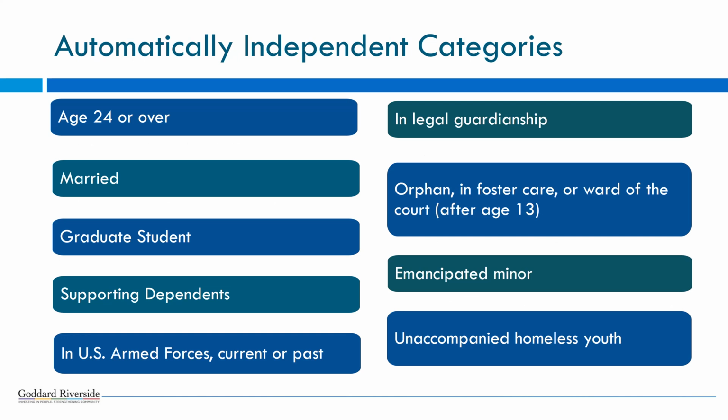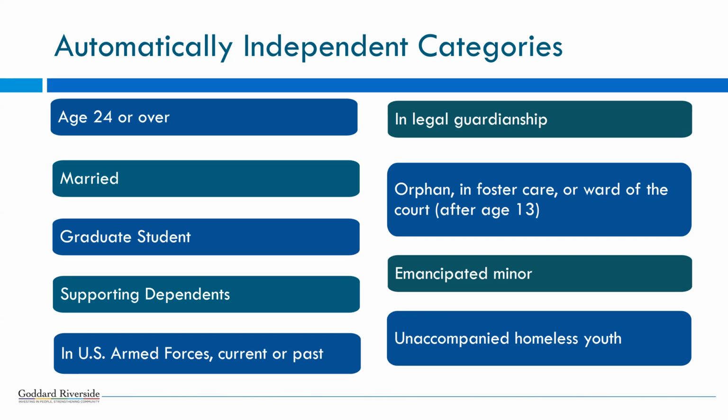So a student who is automatically independent starts off with students who are 24 and over. A student who is married. So if a student has gotten married, they are considered independent. If your student is a graduate student, which I don't think is going to apply here, but good to know. Students who are supporting dependents, a student who is currently or has previously been in the U.S. Armed Forces, a student who is in legal guardianship, and this may apply to some of the students that are here, I'm not sure, but it may.